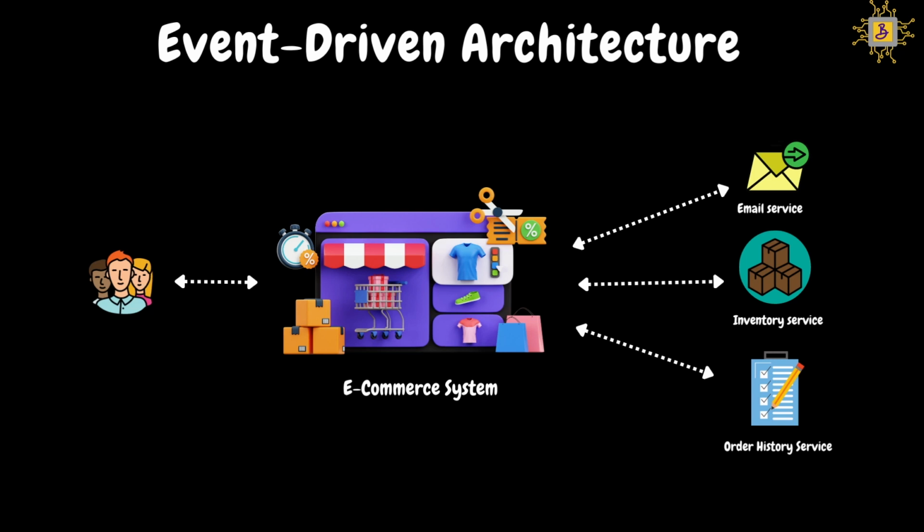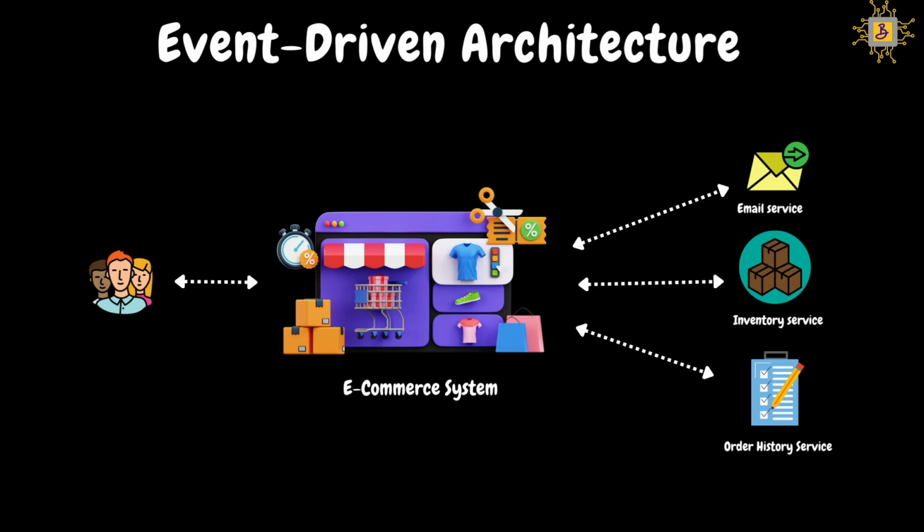Here, the downstream services such as email service, inventory service, and order history service are tightly coupled with the e-commerce system. That means the e-commerce system will tell the services to complete their action and wait for the responses from them. For some reason, if any of those downstream services fails, then the overall transaction will also fail. The e-commerce system also needs to manage the logic of resending the request to the service in case they did not respond in the first attempt.